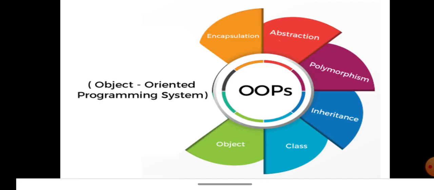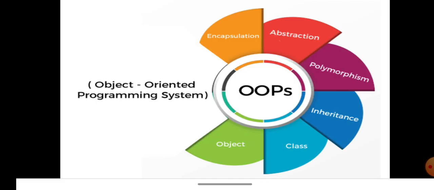Okay. Before going to that, the aim of OOPS is to bind together the data and the functions that operate on them, so that no other part of the code can access this data except these functions. Okay, this is the basic aim of OOPS.